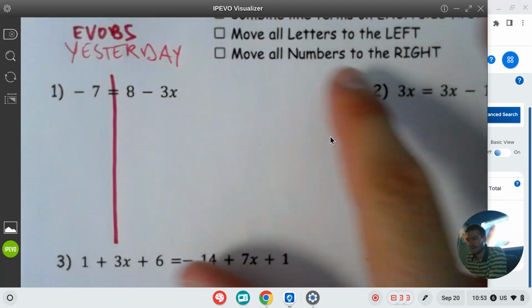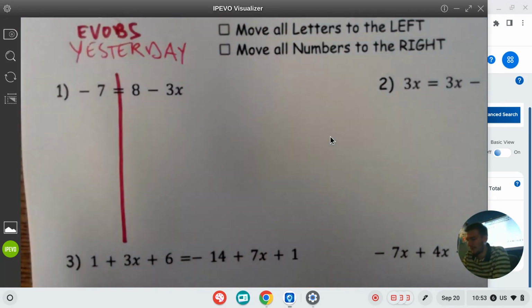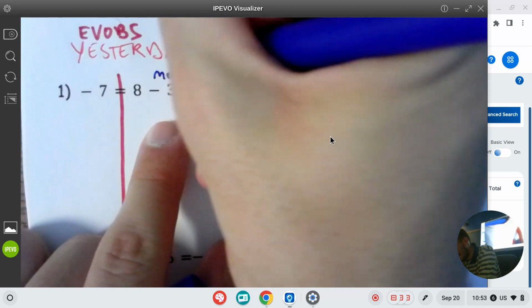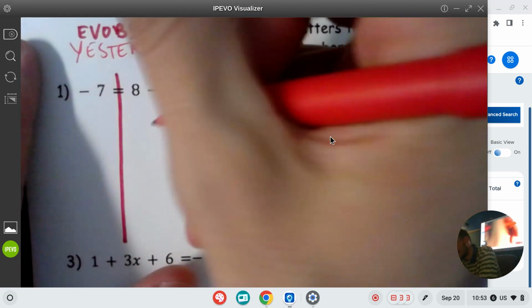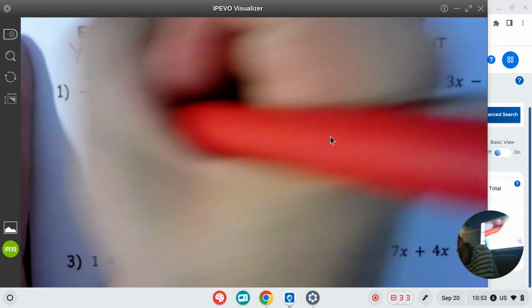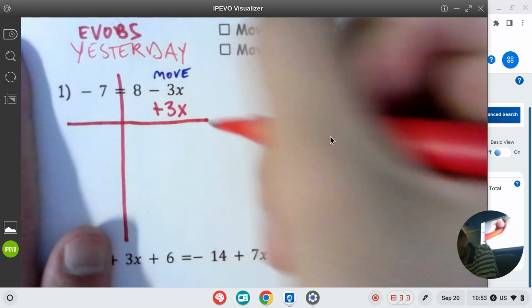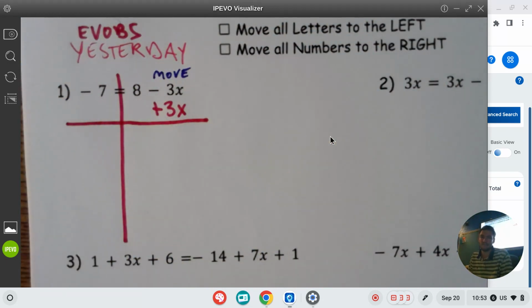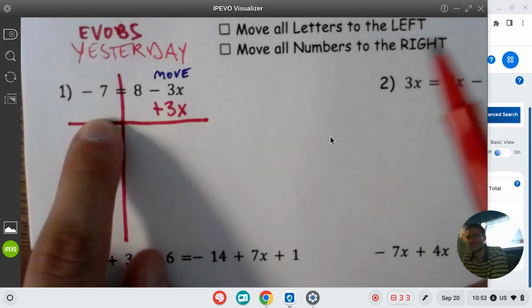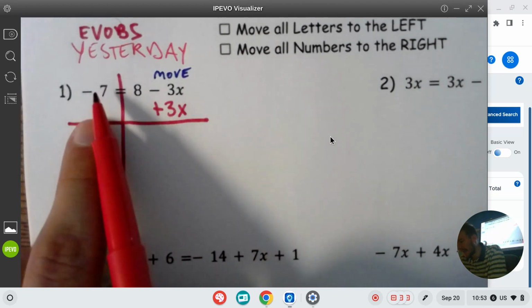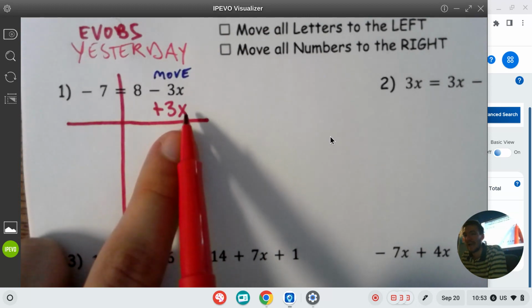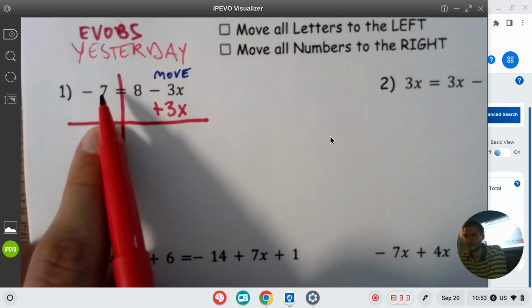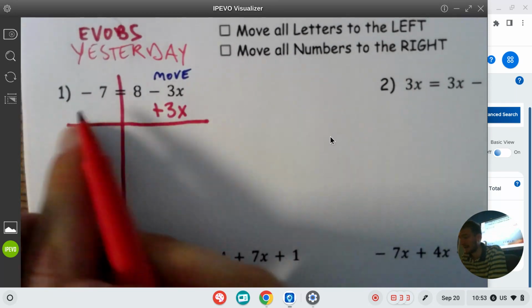I want to move the letters to the left, and so I want to move this negative 3x. The reason that this question is a little funky is that when I do plus 3x on the right side, I have to keep the equation balanced, so I have to do a plus 3x on the left side, and here's where students make mistakes. Does this 3 add up with the 7? It does not. Would you consider the 3x and the negative 7 to be like terms? No. So these are not going to combine together.